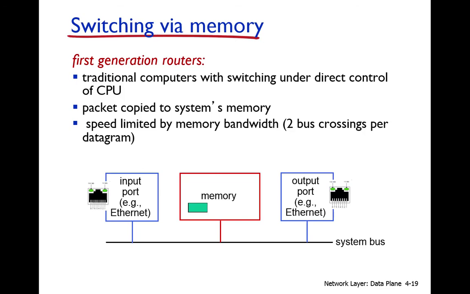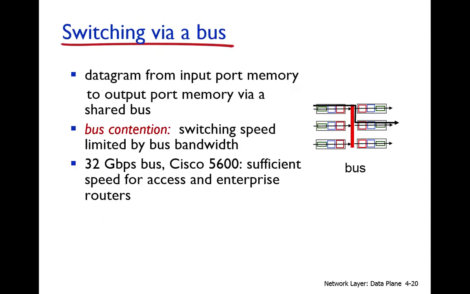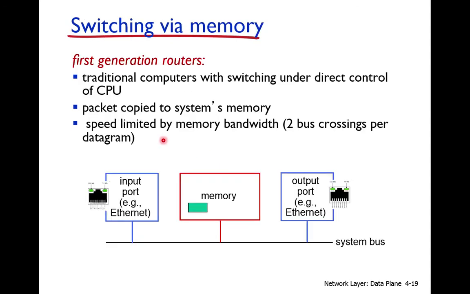Now what is its limitation? The speed is limited by memory. We know that memory is slow. If the memory is slow and the arriving packets are fast, then it will take a longer time. So memory is normally very slow, and that's why this approach is slow.